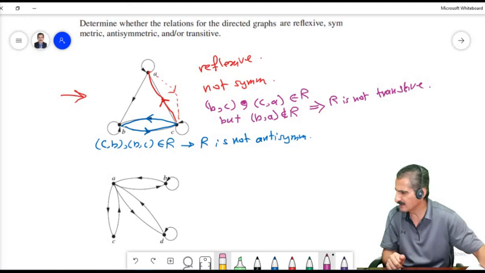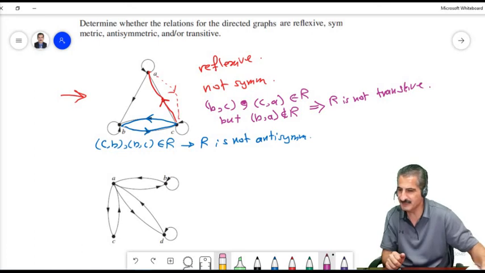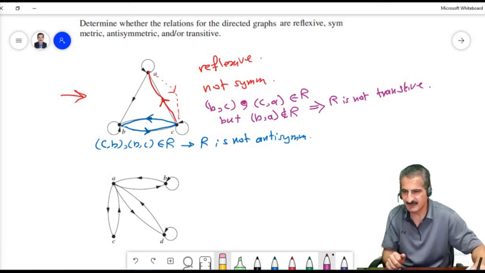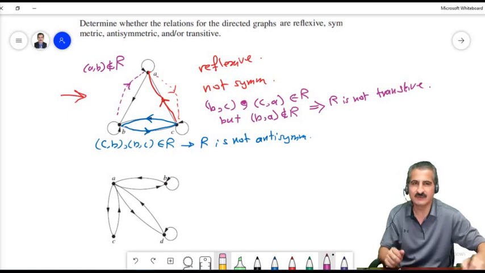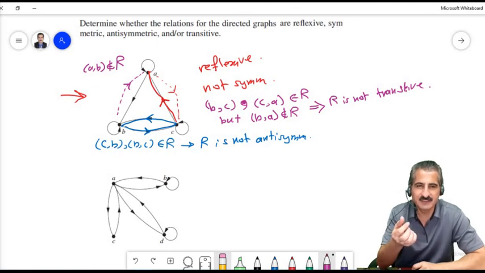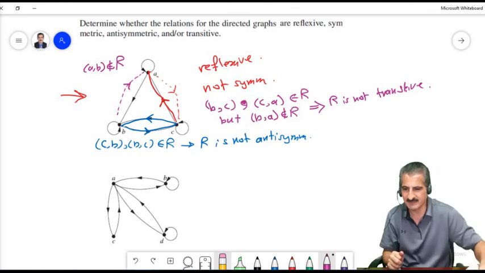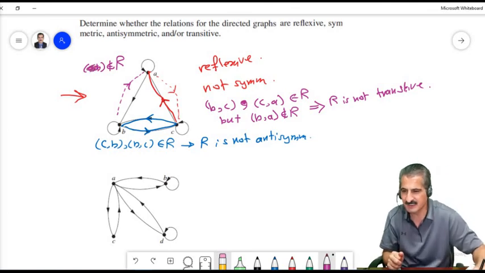And there's another example, AB, BC, but not AC. AB is not there. AB does not belong to R because there is no arrow. Be careful. Having a line between two vertices does not mean the two vertices are related. Sorry, I must say here, this is BA, not AB.